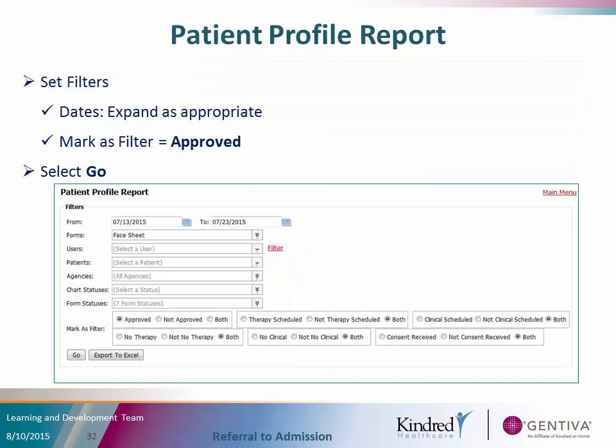Set the filters for the report to show all approved referrals within a certain time frame. Back up the from date to catch any that might have been missed previously. Select the Mark As filter, Approved, and use other filters as needed to limit your results, then select Go.